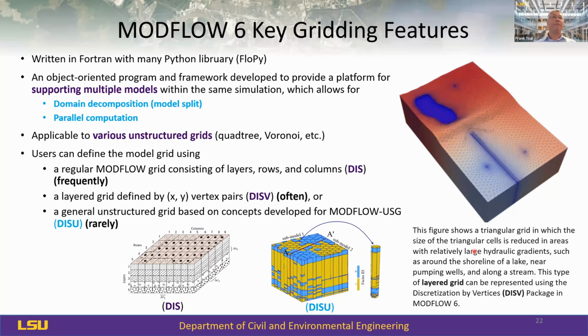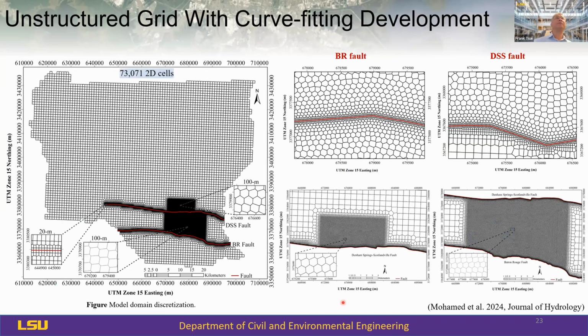However, MODFLOW 6 has another very important feature, which I think is the most important, called DISU. It can have a very general, unstructured grid-based concept, which is really based on MODFLOW-USG. What is DISU? As you can see in the figure over here, if you build a geological model like this, you don't really see clear layer structures. Then you can use DISU to model the groundwater system based on this kind of geology. This is what we are developing at LSU. All right, so this gives you ideas about MODFLOW 6 gridding.